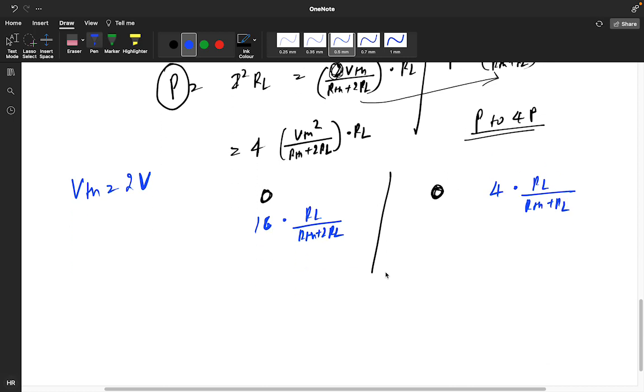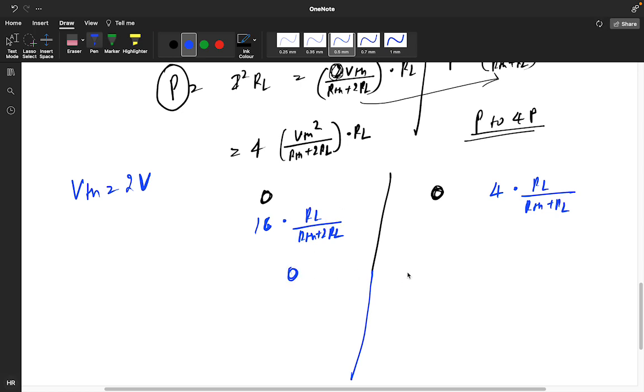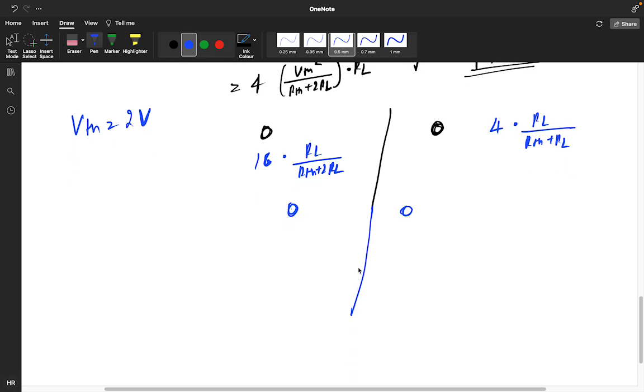So if you take the RL value as 0, you will get 0 and 0. Now if you take the RL value as 1, how much are you getting? Suppose your RTH value is 2. If you take the RTH value 2 here, it will also be 2. So you are getting 16 into 1 divided by 2 plus 2, which is 4.